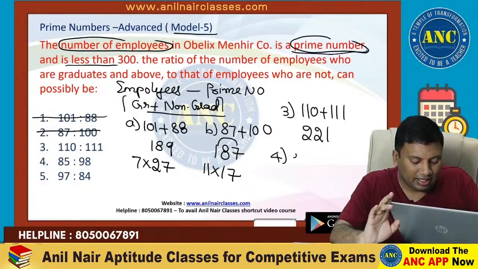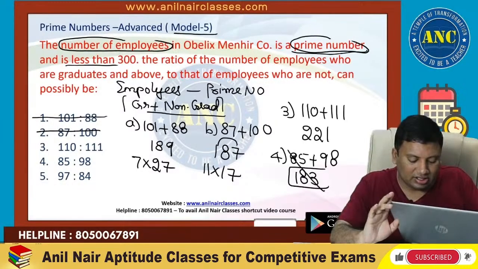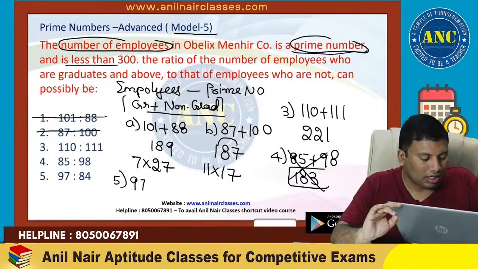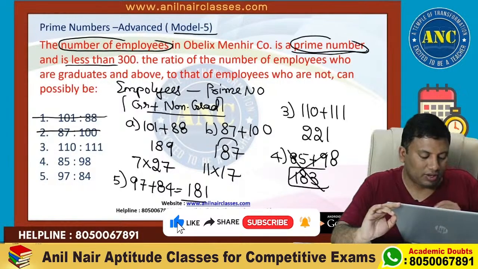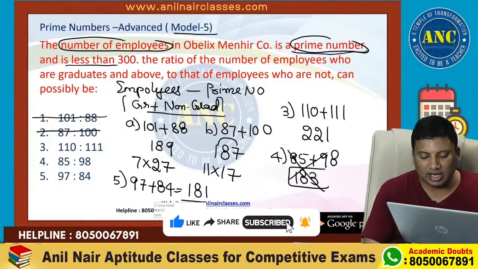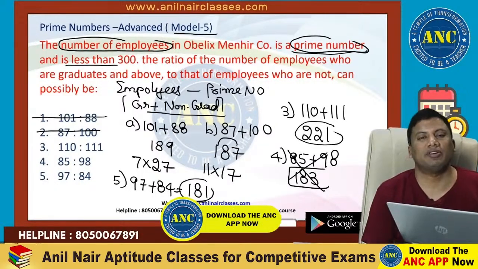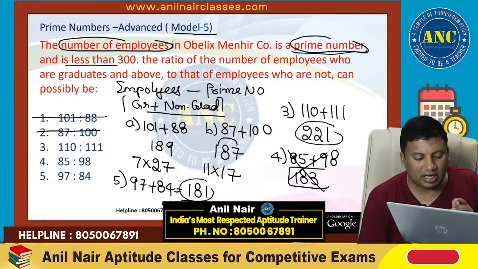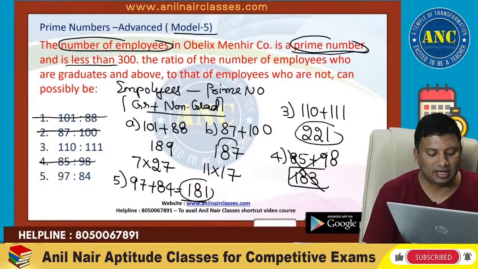Next, 85 plus 98, these are nothing but 183. 183 is divisible by 3. Sum of the digits is divisible by 3. Fifth one, 97 plus 84, which is nothing but 181. 181. So we are stuck with two numbers, 181 and 221. Which of these is a prime number? Now, how to check whether a number is a prime number or not? For smaller values we will do it directly. So, three options we eliminated just like that.